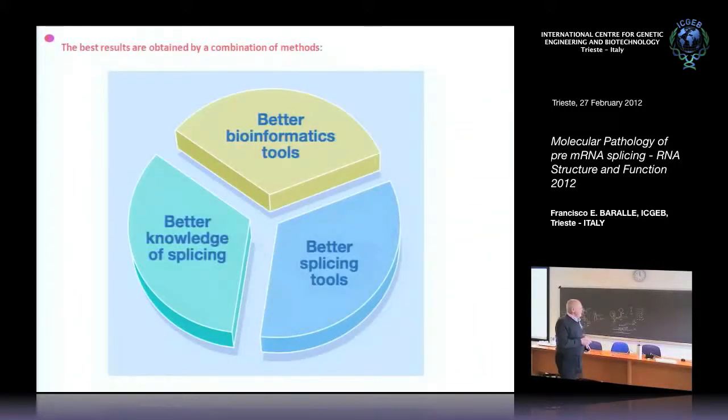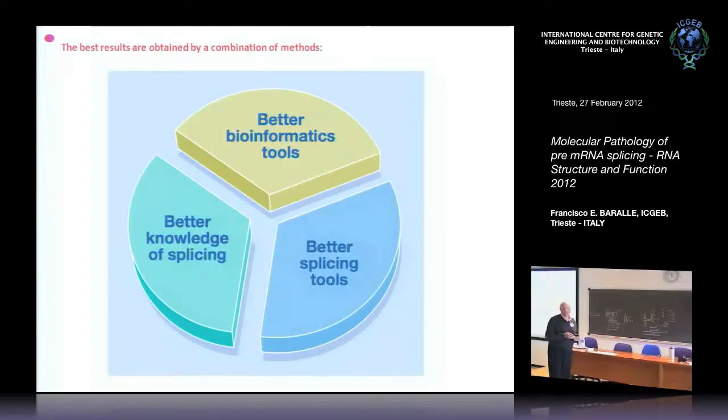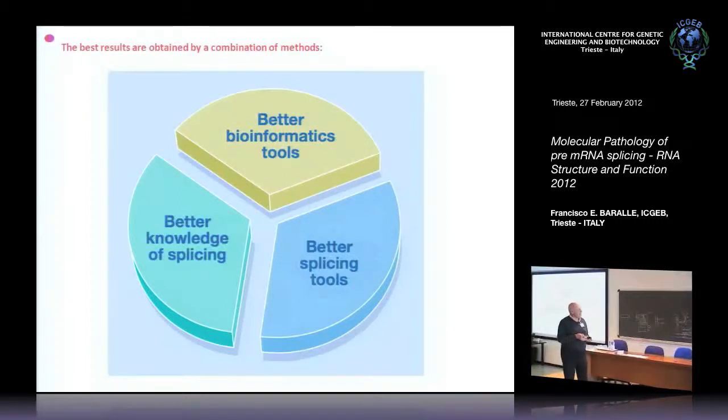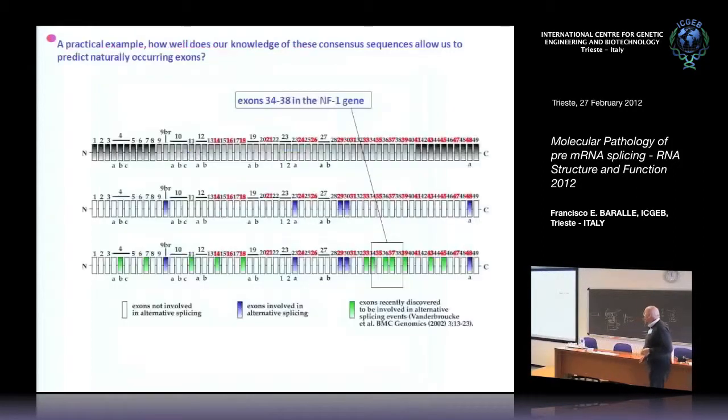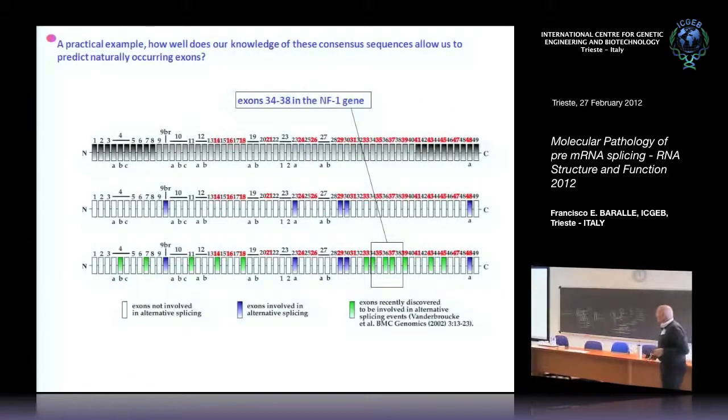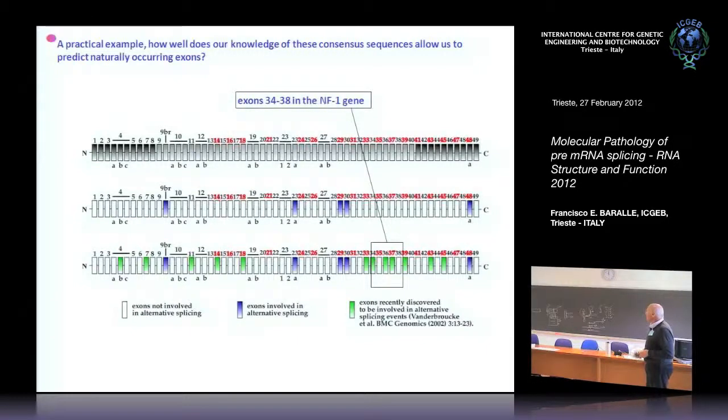So the bioinformatic tools are useful, and can also be better. But apparently what is missing is a better knowledge of splicing, above all. And to do that, we also need better tools to study splicing. I will give you another example about computers and experiments. This is a gene, called the Neurofibromatosis Type 1 gene. Mutations in the gene cause a disease called neurofibromatosis. We'll see a bit more later.